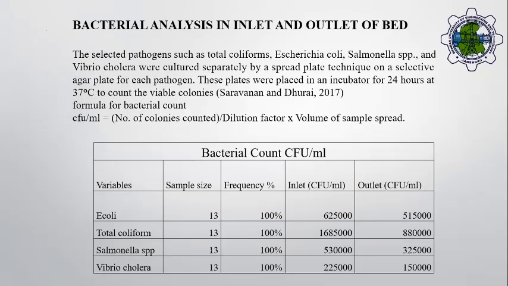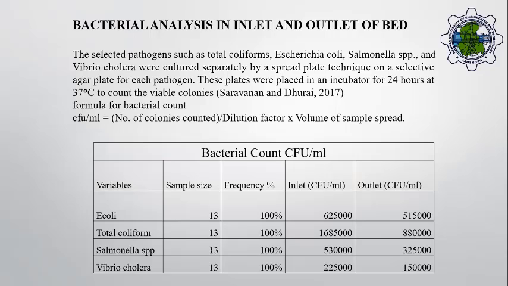This is the bacteriological analysis at the inlet and outlet of the bed. The selective pathogens such as total coliform, Escherichia coli, Salmonella, and Vibrio cholerae were cultured separately by the spread plate technique on selective agar plates for each pathogen.